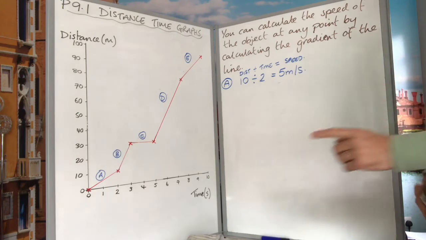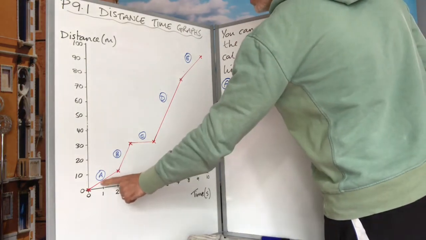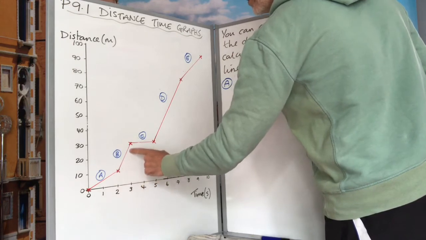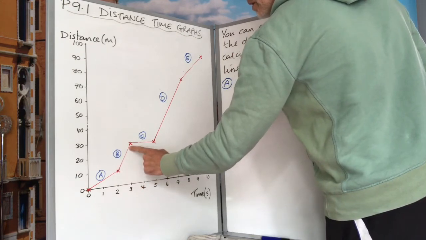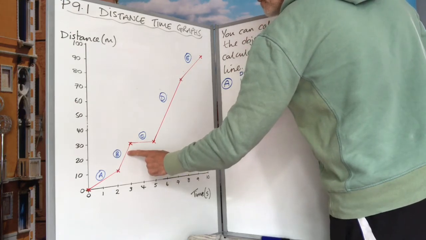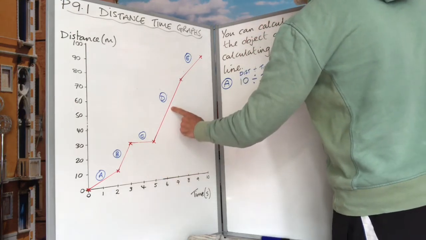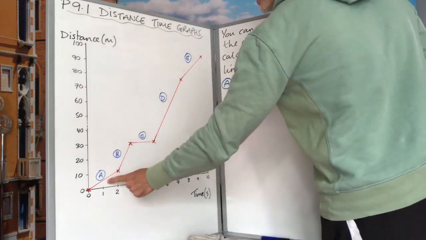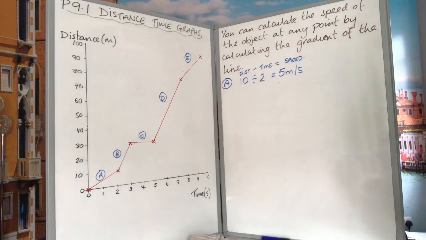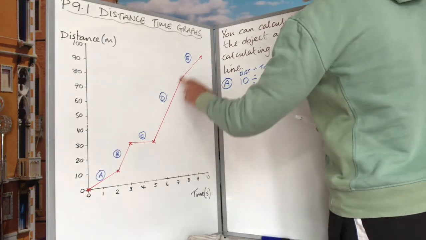Now, generally speaking, the steeper the gradient of the line, the faster the object is moving. So this line here, B, is our steepest line, followed by D, then E, then A, then C. C is the slowest because it's not moving. So any of these stages we can calculate.